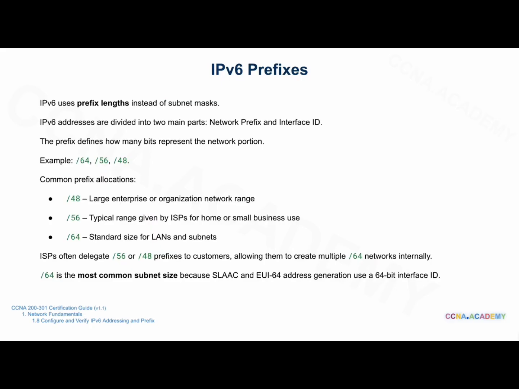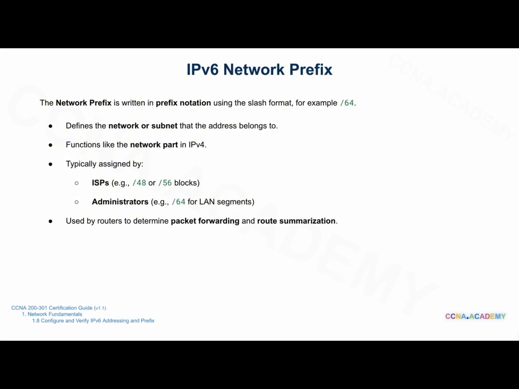IPv6 uses prefix lengths instead of subnet masks. The prefix defines how many bits belong to the network part. Common examples: /48 for enterprises, /56 for small sites, and /64 for LAN subnets. The network prefix identifies which subnet an address belongs to, just like the network portion in IPv4. It's usually assigned by an ISP or an administrator and is used by routers for forwarding and route summarization.